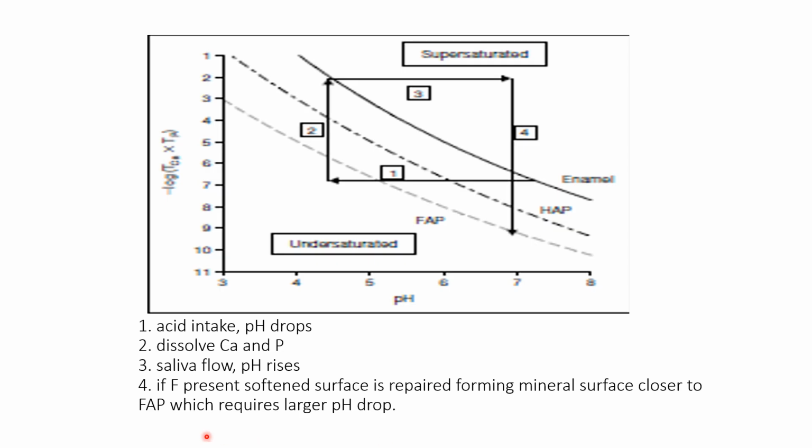In this chart, you can see that when acid is high in the oral cavity, pH drops and it dissolves the calcium and phosphate. And when saliva becomes ample, pH rises. In the presence of the saliva, you can prevent the process of pH going down and causing the demineralization. If fluoride is present, the soft structure is repaired, forming the mineral surface. Similarly, if there is presence of the fluoride ion and it can replace the hydroxyl ion, then the structure is repaired and the mineral surface becomes more compact, and it requires more pH drop to demineralize the structure. So erosion can be prevented in this.